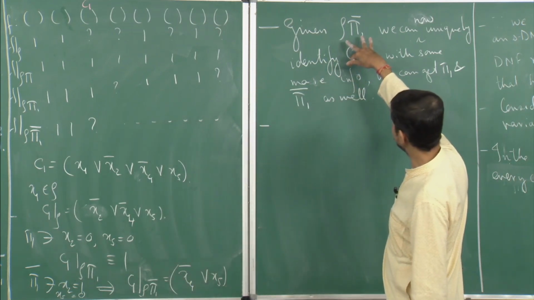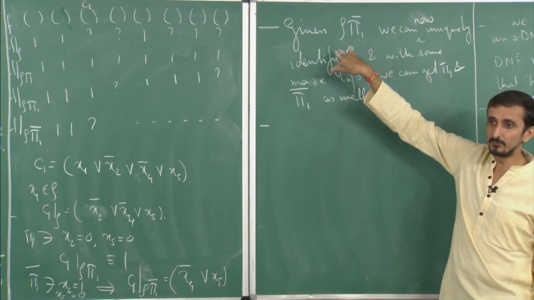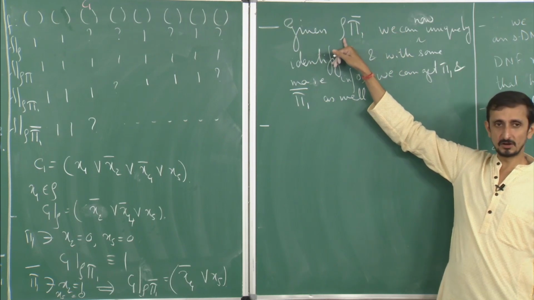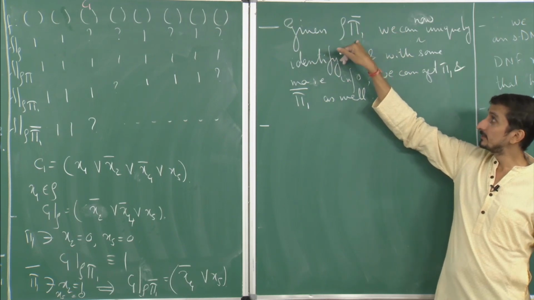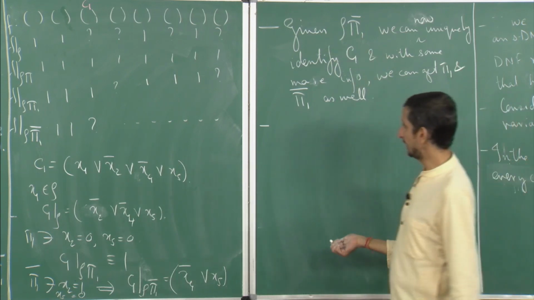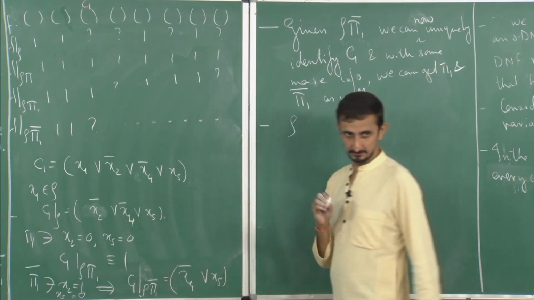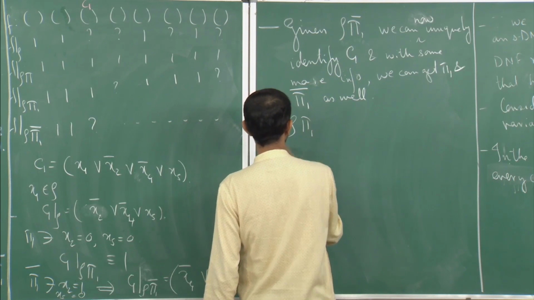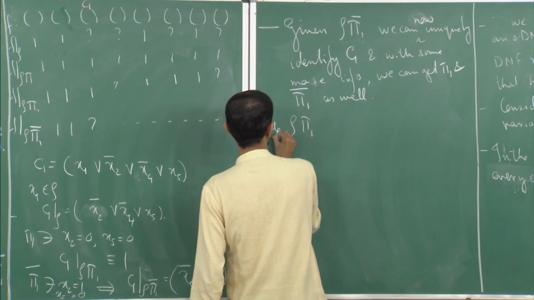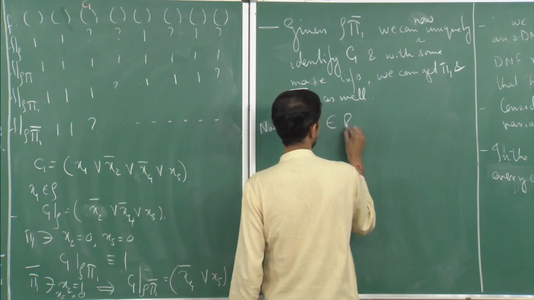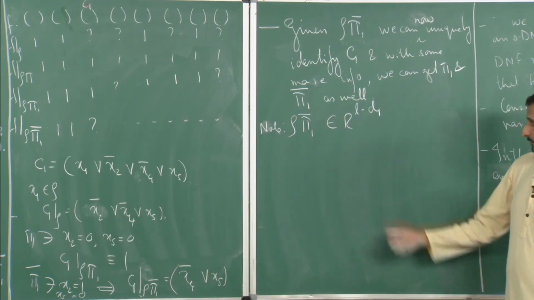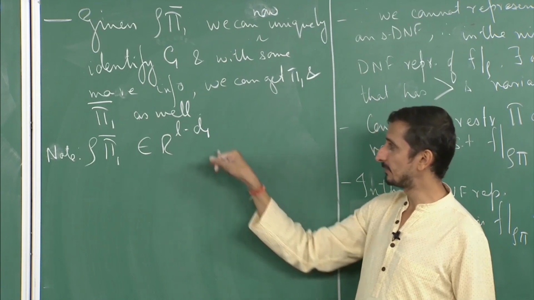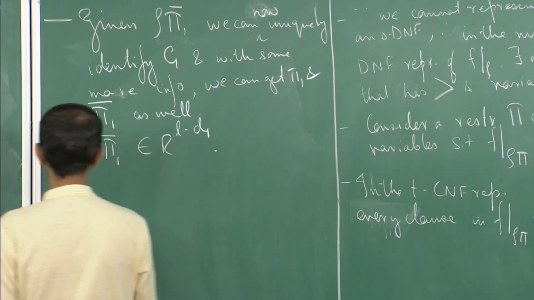Now, what is the size of this restriction, or from which set do we pick this restriction? So, how many variables are being fixed over here? So, rho fixes how many variables? L variables. How many variables is pi 1 bar fixing? D1 variables. Okay. So, the number of variables that are unfixed is L minus D1, right. So note rho pi 1 bar belongs to R L minus D1. So, in rho basically L variables were unfixed. Now, I have fixed another extra D1 variables. So, rho pi 1 bar belongs to R L minus D1. Okay.